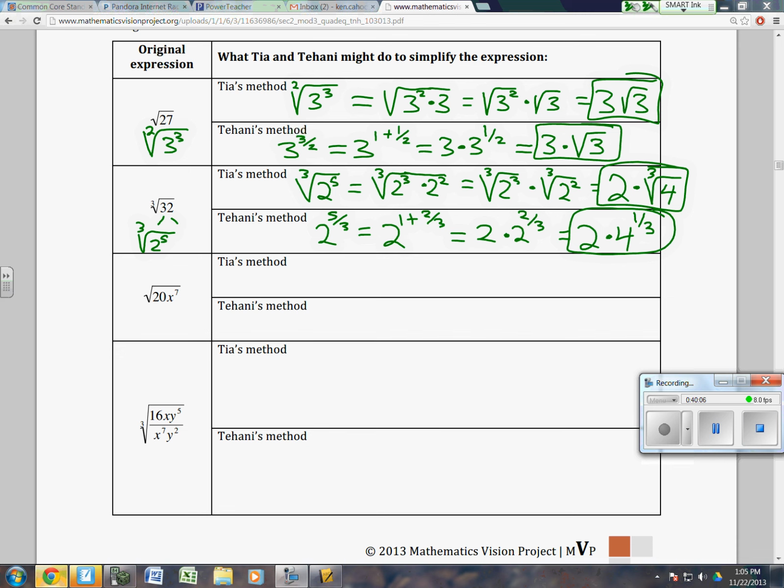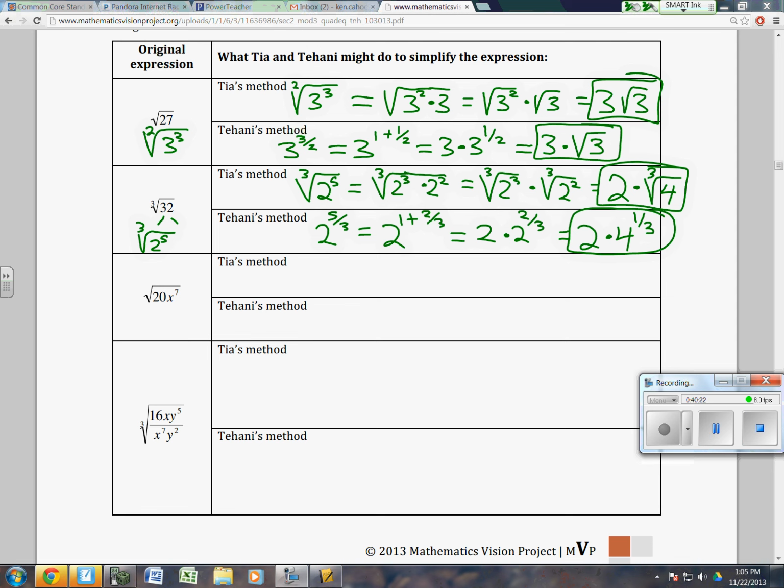Huh? Tahani, does Tahani make you more happy, or Tia make you more happy? The tree version works much better?